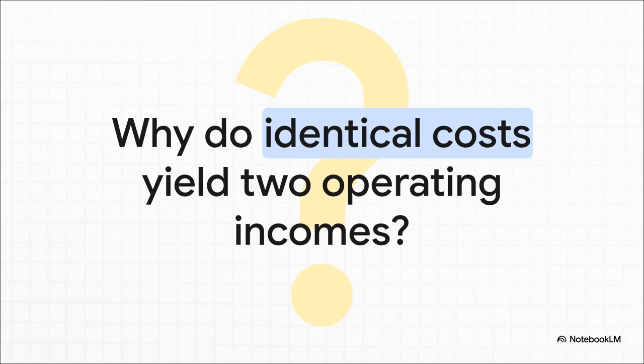Have you ever looked at a company's financials and just scratched your head, wondering how they can produce the exact same items, incur the exact same manufacturing costs, but somehow report two completely different operating incomes depending on the method they use? It feels like magic, or maybe a mistake, right? But it all comes down to the rules of costing. That exact problem is the source of so much confusion, but today we're going to clear it up completely.